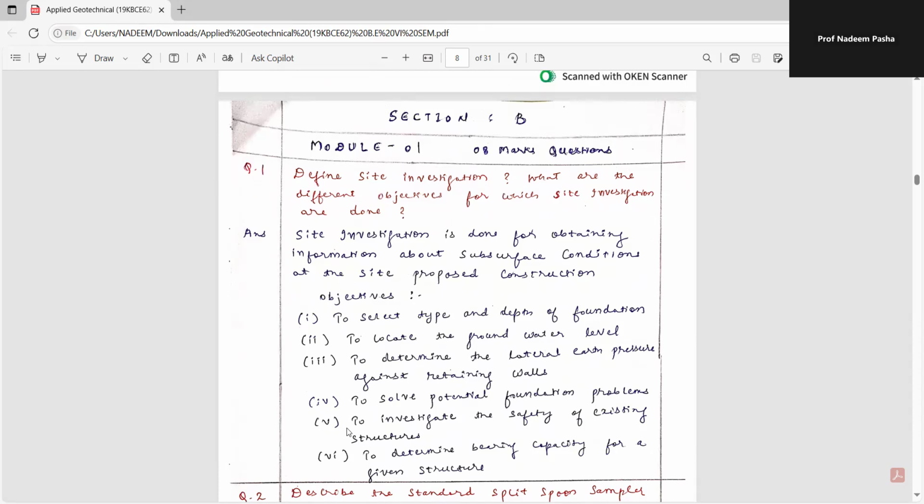What are the objectives of site investigation? To select type and depth of foundation, to locate the groundwater level, to determine the lateral earth pressure against retaining walls, to solve potential foundation problems, to investigate the safety of existing structure, and to determine the bearing capacity of given structure. It is a very important question. Site investigation is done for obtaining information about subsurface condition at the site proposed for construction. जो भी साइट पे आपको कंस्ट्रक्शन करना है उसका साइट इन्वेस्टिगेशन इसलिए करते हैं in order to know the subsurface condition.